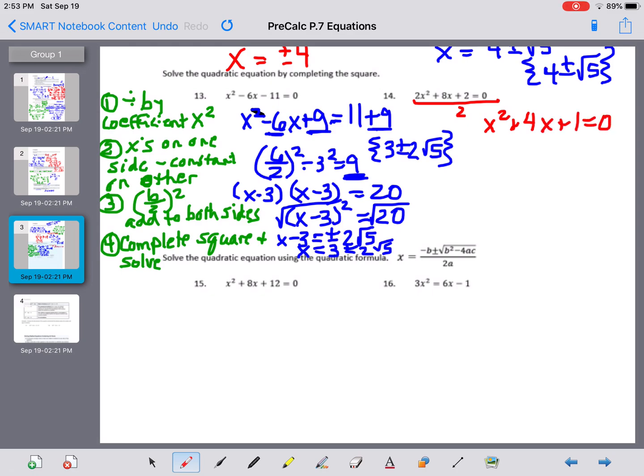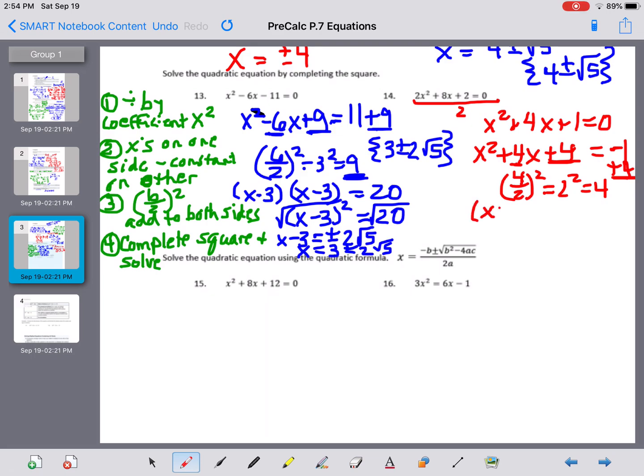Step 2 says get your x's to one side and your constant to the other. That'll make that negative 1 when we move it across the equal sign. I'm going to take my middle term of 4 and divide by 2, and square it. 4 divided by 2 is 2. 2 squared is 4. So I'm going to add 4 to both sides. Kind of running out of room over here.